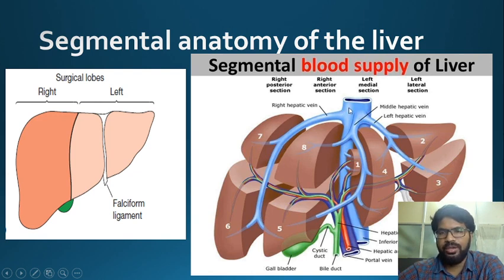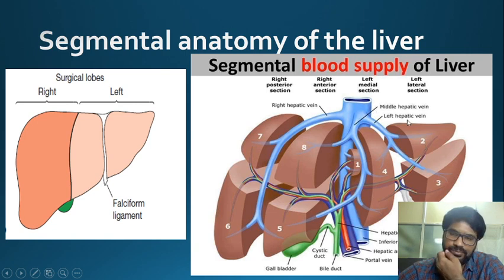These planes containing the hepatic veins are known as hepatic fissures. This is the right posterior sector, this is the right anterior sector, this is the left medial sector, and this is the left lateral sector.